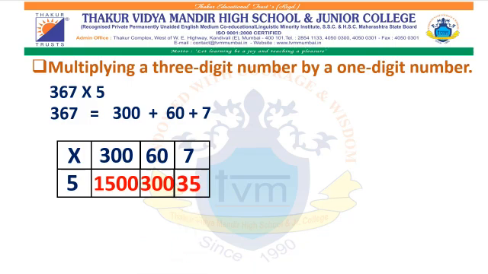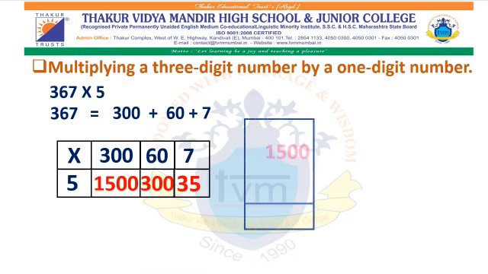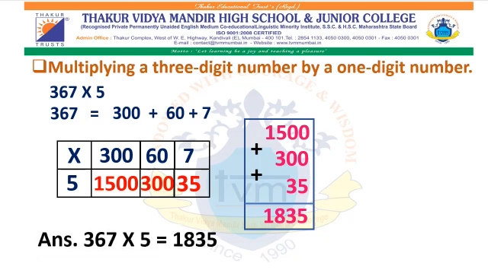Students, we are going to add these numbers. 1500 plus 300 plus 35 gives us 1835. The answer is 367 multiplied by 5 is equal to 1835. Students, while adding the numbers, keep in mind that you do not add the question numbers. You are supposed to add only the products that you have got.